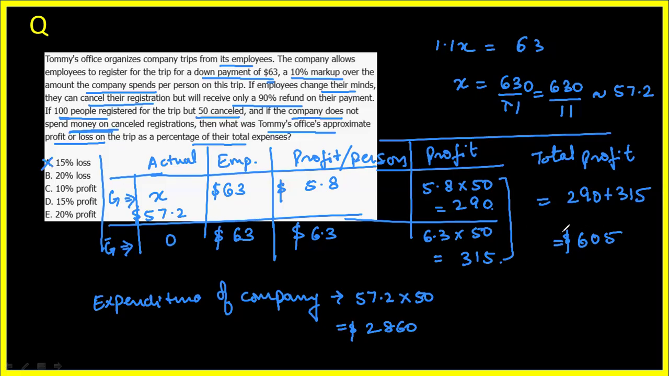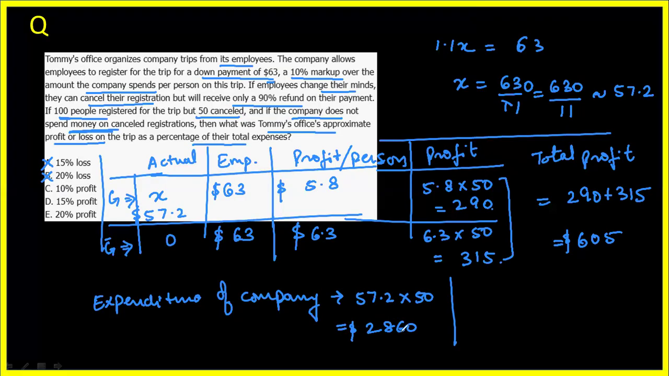That means option A is not correct. There is no loss, obviously there is a profit. Logically, A and B are not correct. Now, what is 10%? We just have to find 605 divided by 2860. So what is 10% of 2860? That is $286. We require 605, so it's not a 10% profit. Option C gets cancelled.